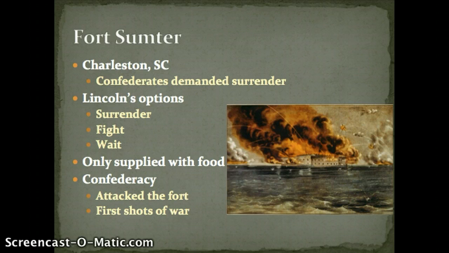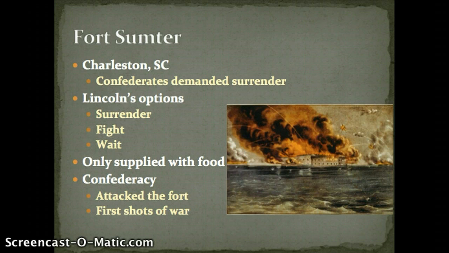After South Carolina secedes from the Union, we'll have our first conflict between the militaries of the North and the South. These happen in Charleston, South Carolina at Fort Sumter. Fort Sumter was located on an island in the harbor of Charleston, and after South Carolina seceded from the Union, the fort was occupied by Union or Northern soldiers. Confederate military from South Carolina demanded the surrender of the Union troops at Fort Sumter.